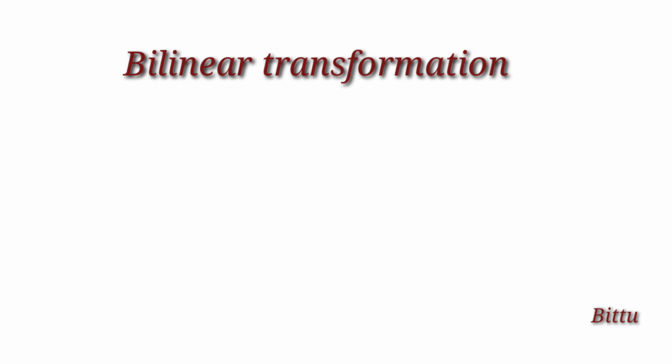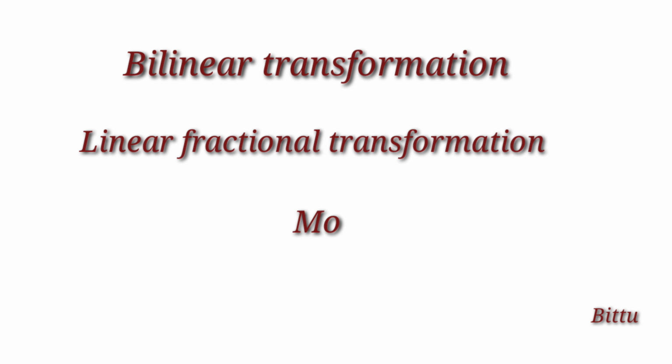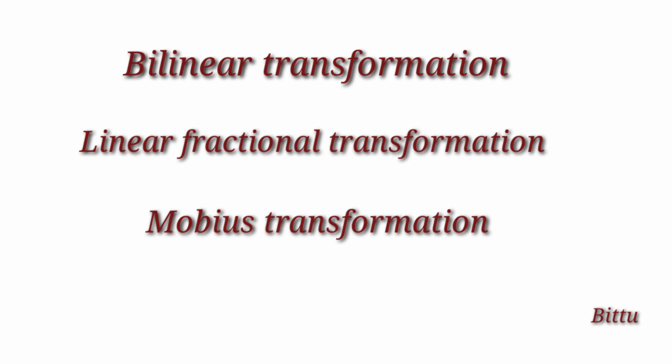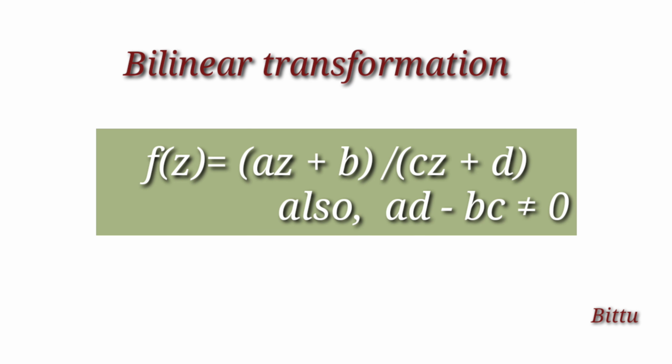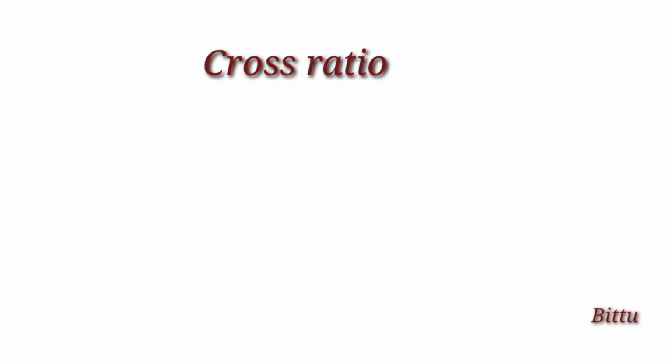Everyone, a warm welcome. In this video I am going to discuss how to find the bilinear transformation if images of 3 points are given. Bilinear transformation is also known as linear fractional transformation or Mobius transformation. Bilinear transformations are mappings in the form of w equal to (az + b)/(cz + d), where a, b, c, d are constants, either complex or real constants.